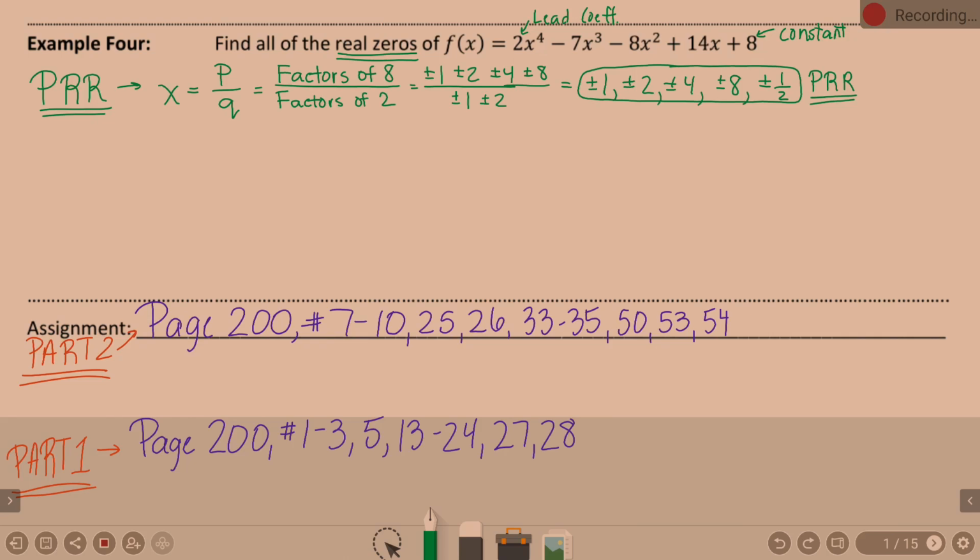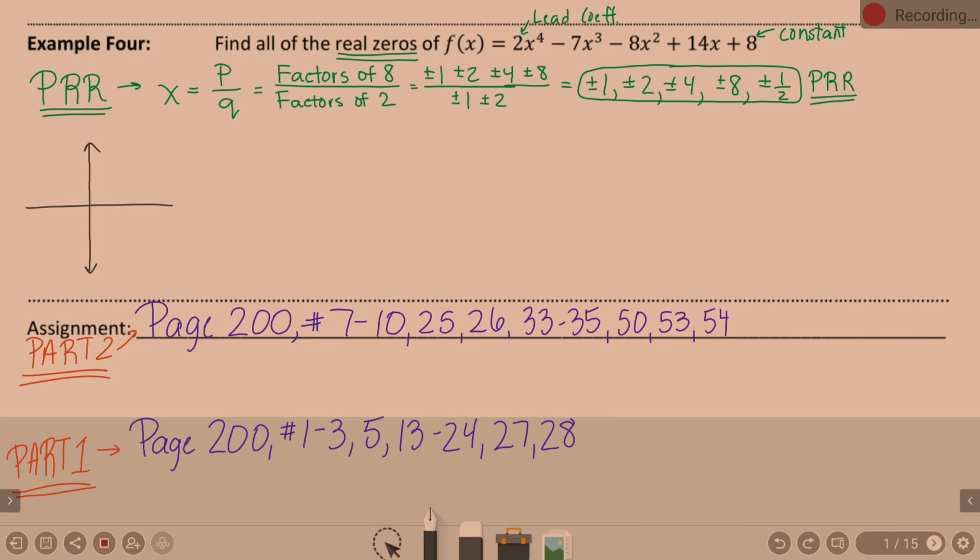Graphing. 2x to the 4th minus 7x to the 3rd minus 8x squared plus 14x plus 8. Now, we're not using this to find anything. I don't want you finding zeros or anything. I just want you getting a basic shape here.